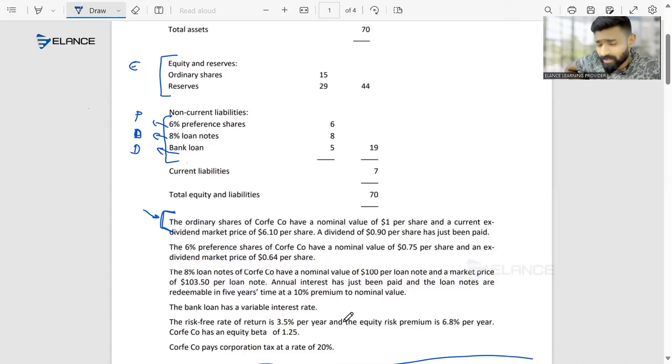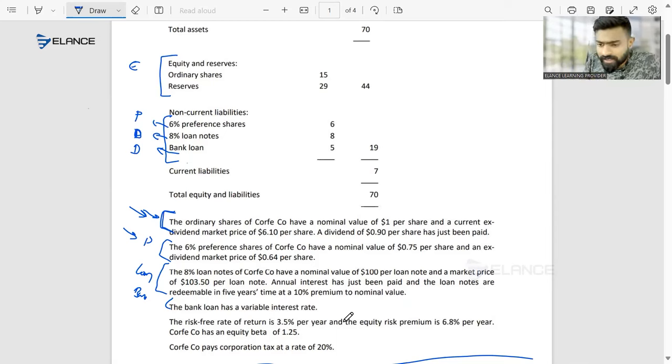Is it equity, debt, or preference? It is the details for equity. Plus, here you can see this is the details for preference. This is the detail for the loan note. And this is the detail for the bank loan. So whenever you solve each one, you should focus only on these paragraphs. Careful reading is a vital part of success in exam papers.